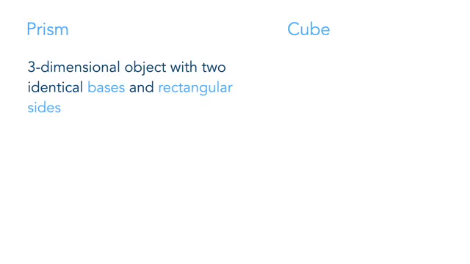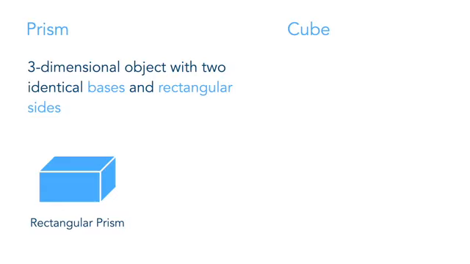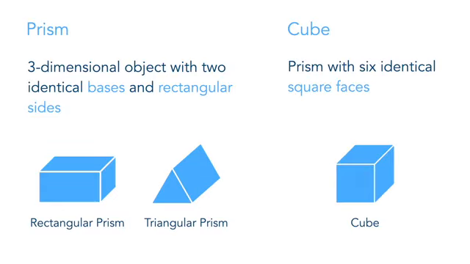A couple examples of prisms are rectangular prisms, which have rectangular bases, and triangular prisms, which have triangular bases. Cubes are a special type of rectangular prism with 6 identical square faces.